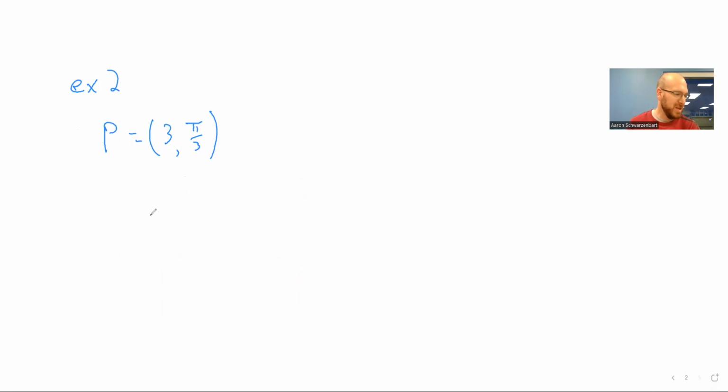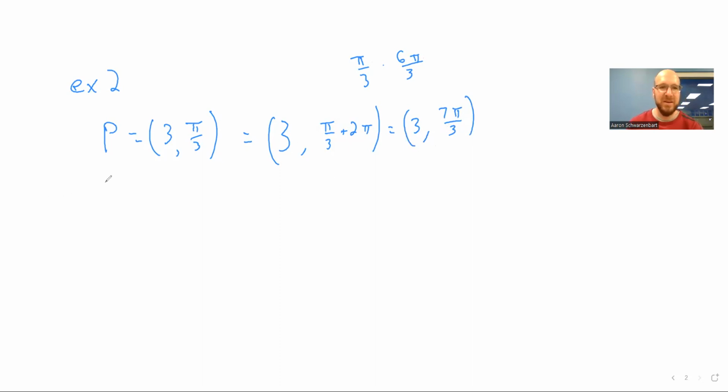Well, we know this is going to repeat every 2 pi. So it could also be pi over 3 plus 2 pi, which, when I'm adding 2 pi in this case, I need a common denominator, which is 6 pi over 3. So this is 1 pi over 3 plus 6 pi over 3, which is 7 pi over 3. It could also be expressed in polar coordinates as going this way, but having a negative radius. So that's negative 3, 4 pi over 3. Or I could go the negative way for that angle, negative 2 pi over 3.